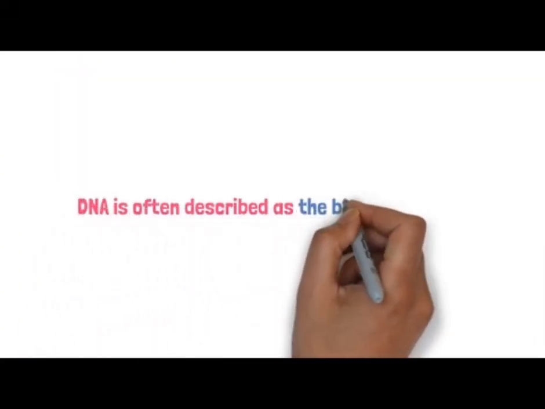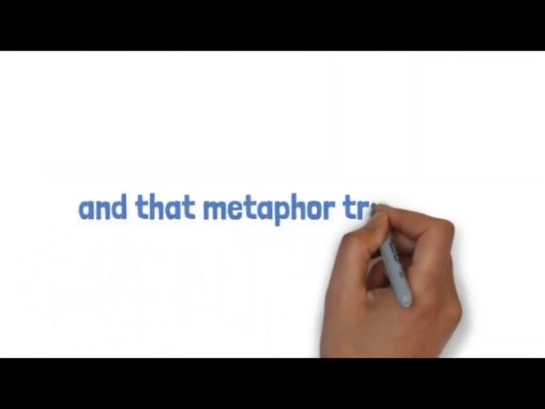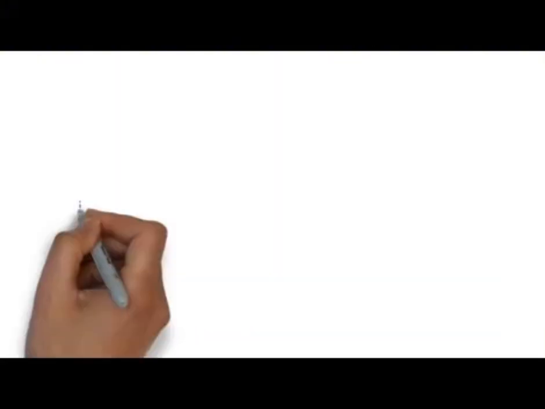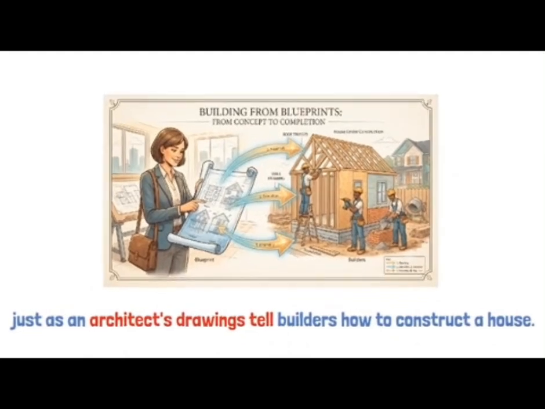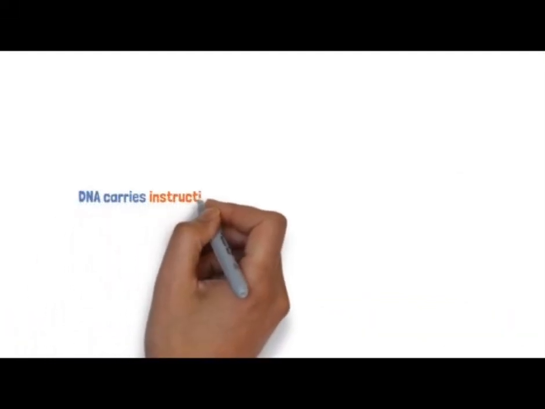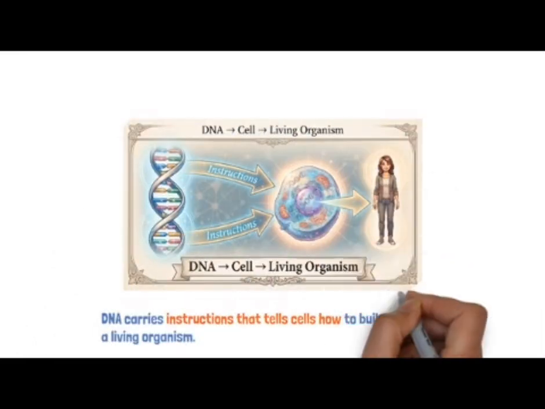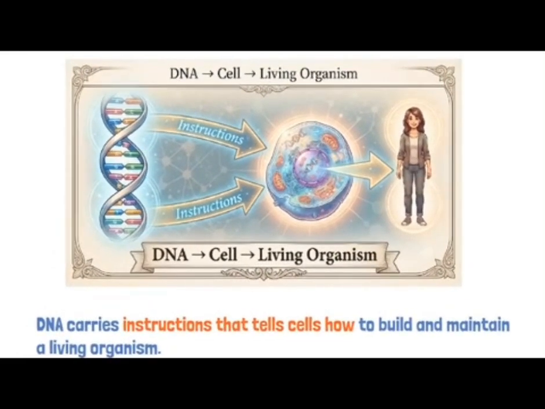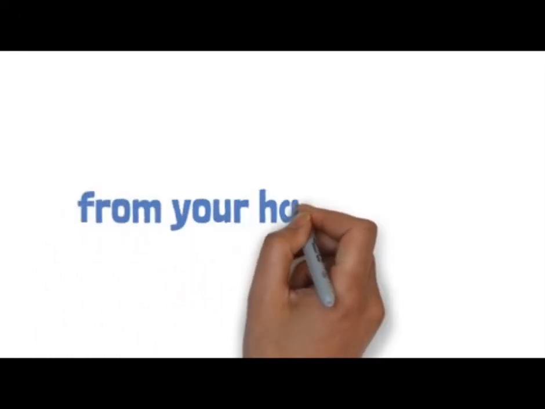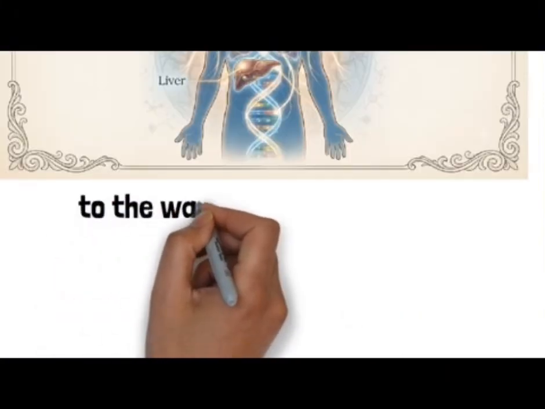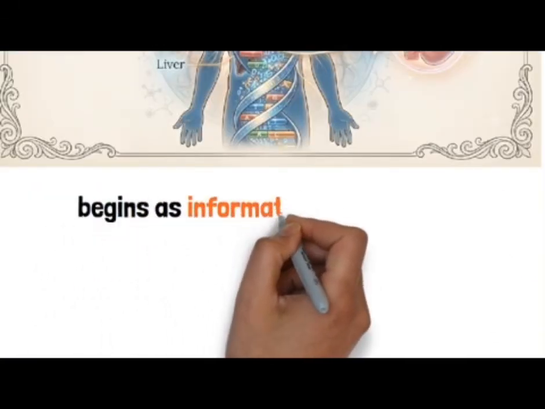DNA is often described as the blueprint of life, and that metaphor truly fits. Just as an architect's drawings tell builders how to construct a house, DNA carries instructions that tell cells how to build and maintain a living organism. Every detail, from your hair texture to the way your organs develop, begins as information stored in DNA.